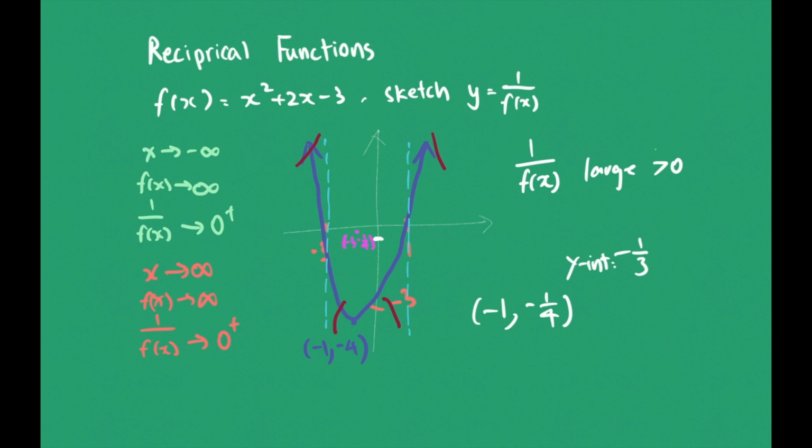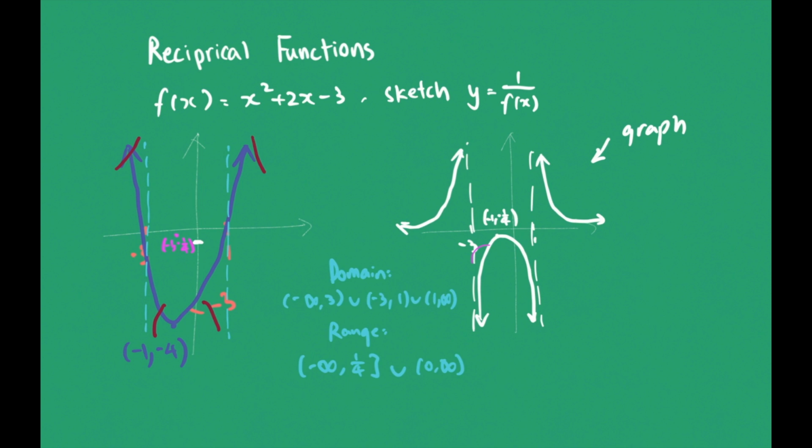And as the value of f(x) increases, the value of 1 over f(x) decreases, and vice versa. This means that where the function has a minimum turning point, the reciprocal function will have a maximum turning point like this. With all that information, we can construct a graph like this, and these are its domain and range.